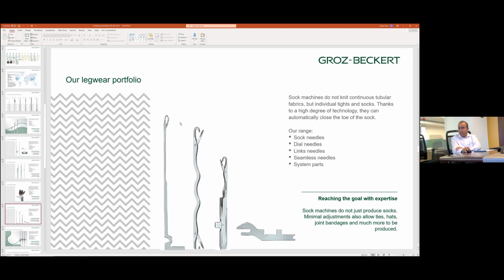Now coming to the next category, the leg wear portfolio. In leg wear, socks and tights are made, and we are making needles for socks: dial needles, link needles, seamless needles, and system parts.